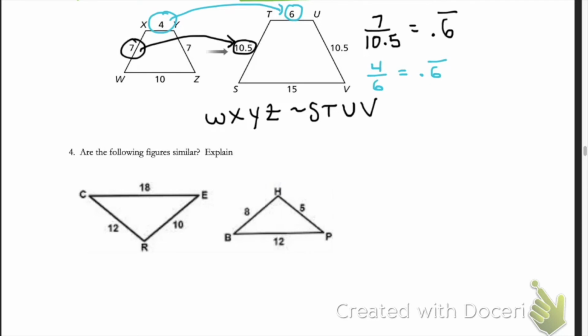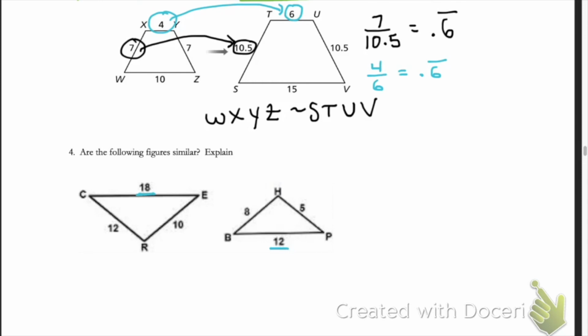Number 4. Are the following figures similar? Explain. In order for two figures to be similar, their corresponding side lengths must be proportional, and we must know that the angles are congruent. I don't have any information in this picture or in the instructions about angles, so I know I need to look at the side lengths.